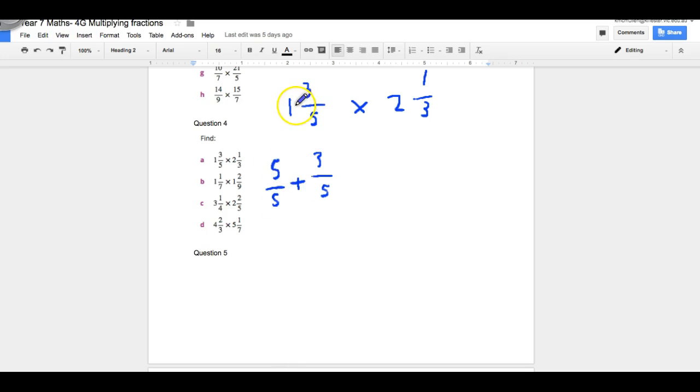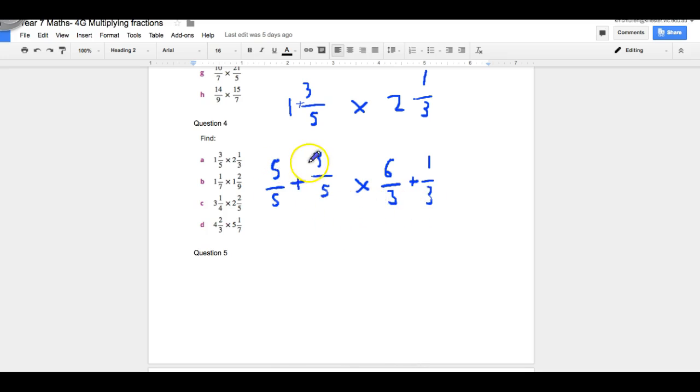And basically there's an imaginary plus sign in there. Okay, so that's why I've put the plus here. So I've rewritten the number 1 as 5 over 5, and then the 3/5 underneath. And then I'm going to do the same to 2 and 1/3. So the 1/3 can stay, and the 2 I'm going to rewrite as 6 over 3, because 6 divided by 3 is 2. And I need the same denominator to be able to add them together.